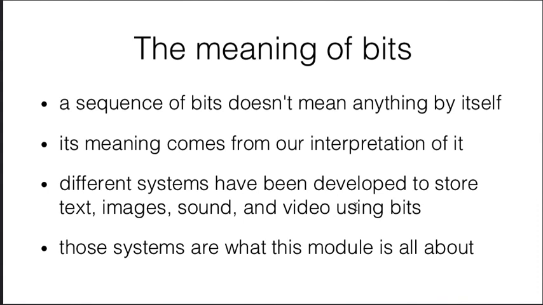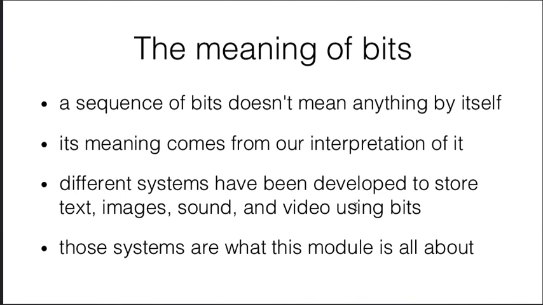So we've developed different systems for text and for images and for music and for video and for graphics files and for architectural drawings and faxes and ringtones and MIDI files and all of these things. They're all just sequences of bits, but over time we've developed systems that give these sequences of bits meaning. For example, very often the first few bytes of a file tell you what kind of file it is. It says, hey, I'm a JPEG, or hey, I'm a GIF. So what this module is about is those systems.